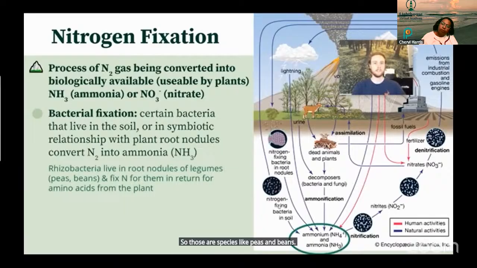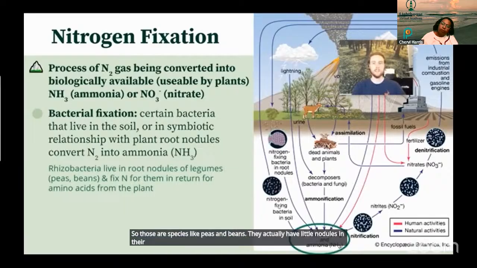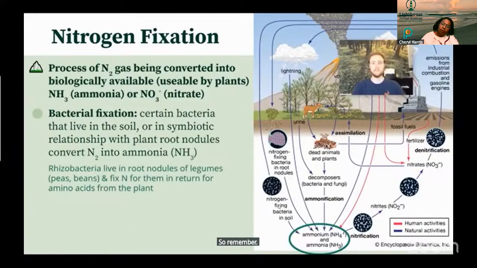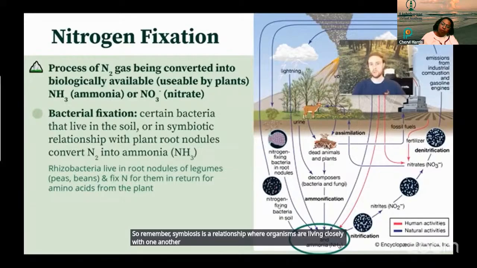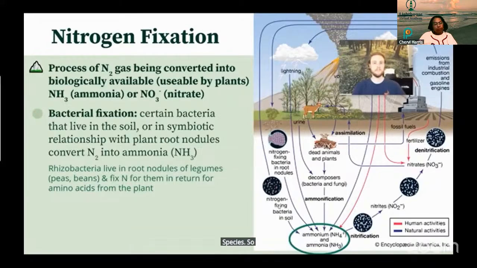They actually have little nodules in their roots that the bacteria live in, and the bacteria fix nitrogen for these plants in exchange for amino acids that they use to build the proteins they need. So remember, symbiosis is a relationship where organisms are living closely with one another, and in this case, it's mutualistic because it benefits both species. So that's a very important form of natural nitrogen fixation.